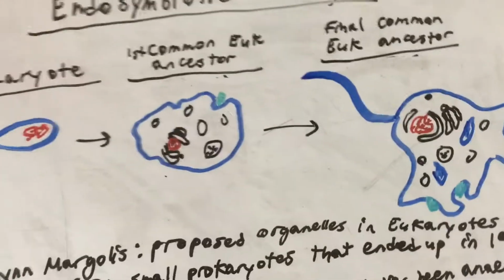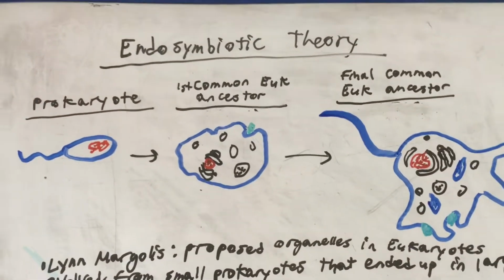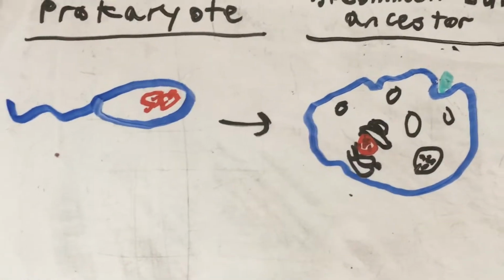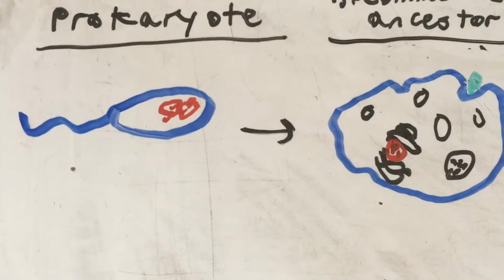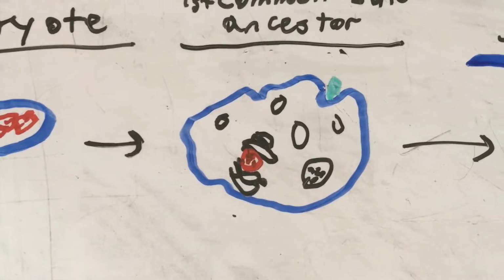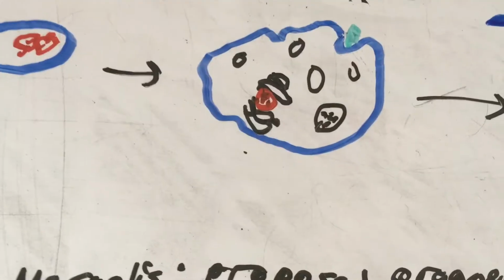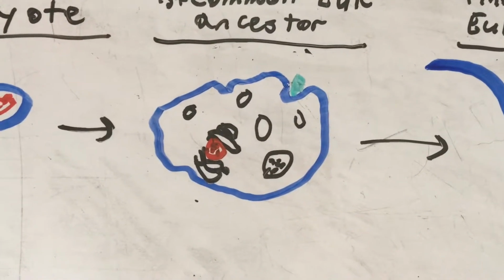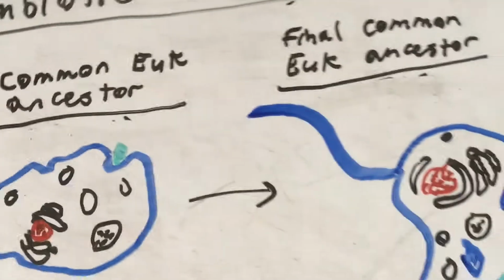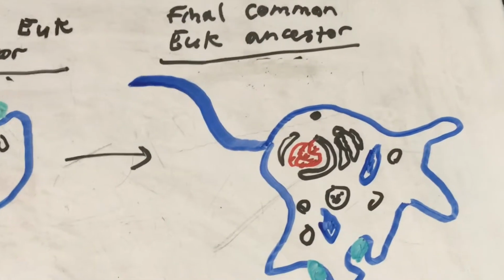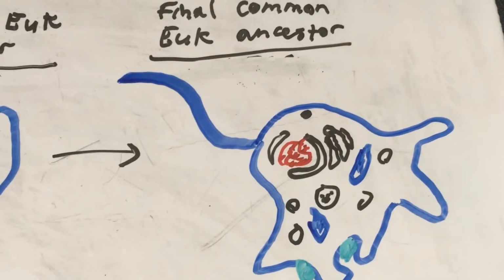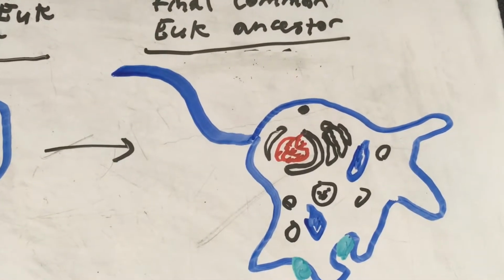So this is a proposed mechanism for how this evolution happened, where we have the prokaryote with the DNA material freely floating around in it, and then here we start to see that it has a nucleus, and we start to see these organelles forming and making these activities run inside the cell. And then here we have the fully formed eukaryote, or at least the final eukaryote ancestor, before we started getting the ones that we know today.